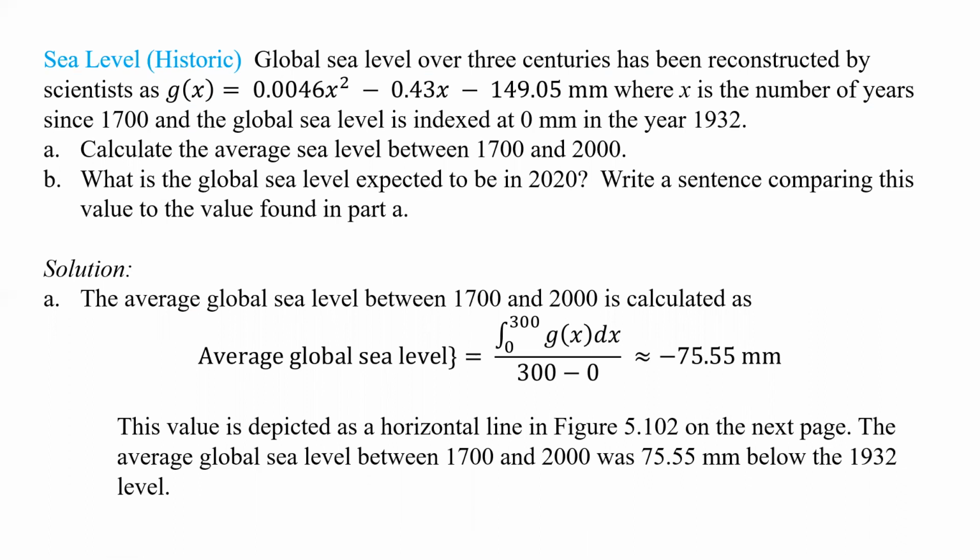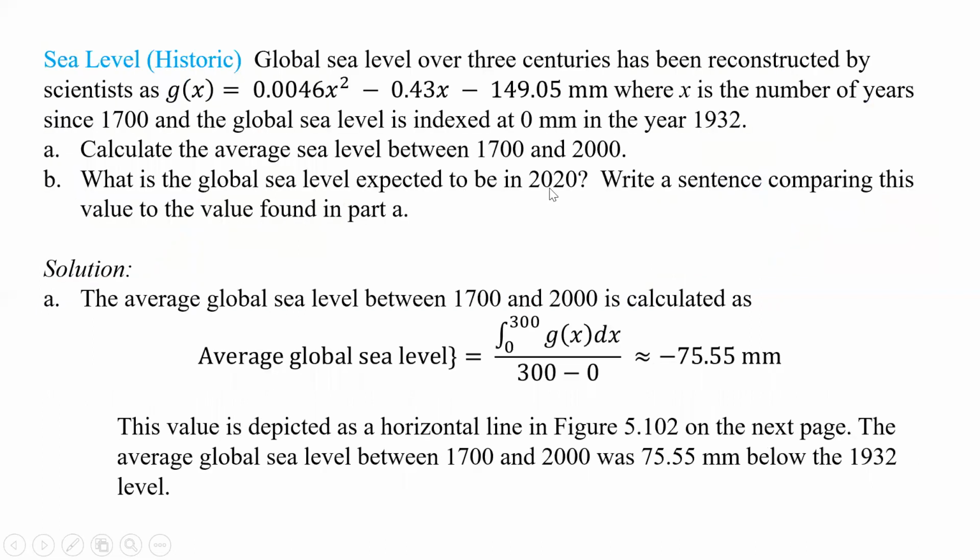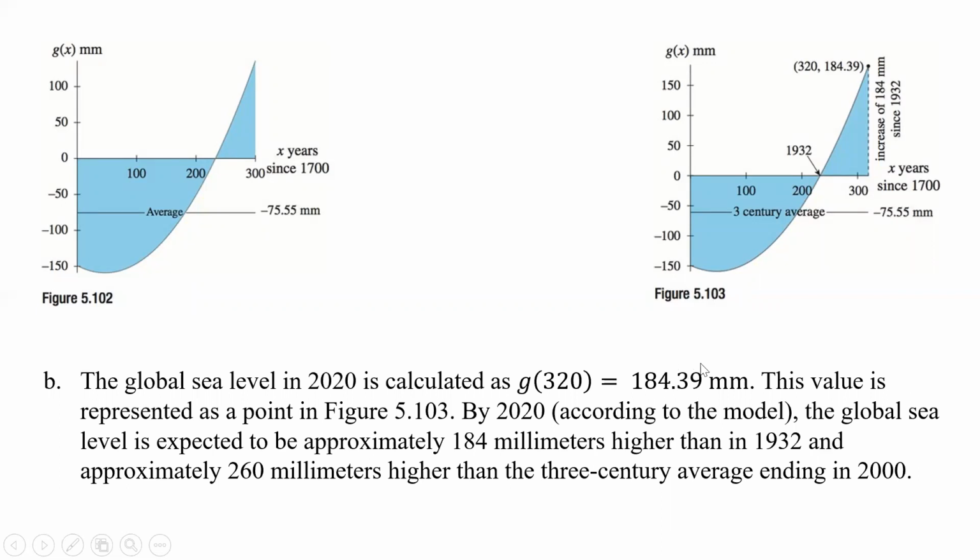All right, and if we look at a picture of that, that's what it would look like here. Again, in 1932 they said it was 0, so our shape would look like this, and our average is right there at negative 75.55. Now, this one asks what's it expected to be in 2020? Well, we're going to plug in 320 right here and figure out what it is. And if we plug it in, we get 184.39 millimeters.